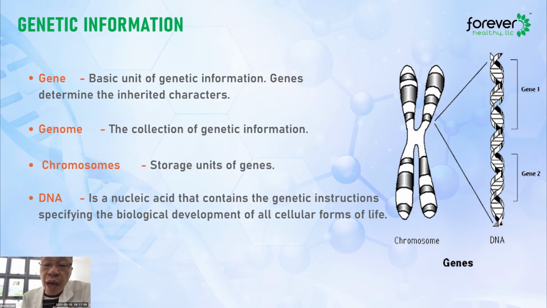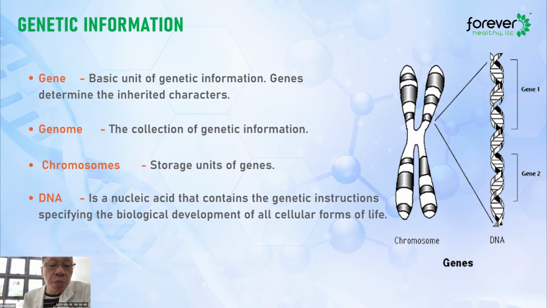The color of your hair, the color of your eyes, the color of your skin, your intelligence, every trait that you have in your person is due to that material called a gene. It is the basic unit of genetic information that codes for a characteristic. The collection of this genetic information is called the genome. The whole collection of genetic recipe is called the genome.